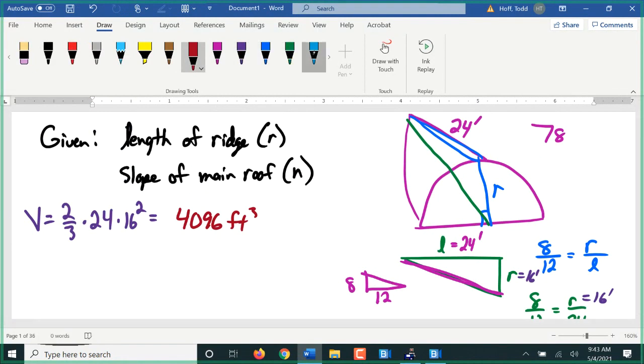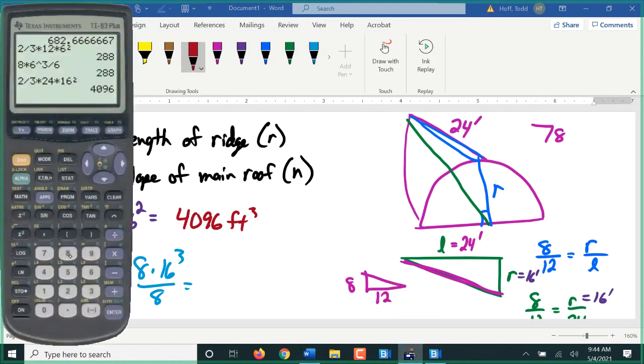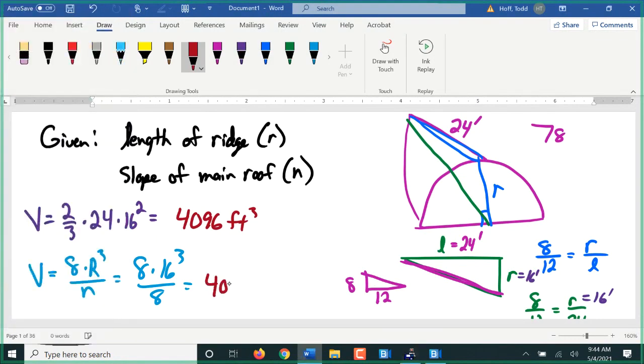Or I could have used the formula 8 times the radius cubed over the slope of the roof, N. That would be 8 times 16 cubed over 8, which, if we calculate that out, is also 4,096 cubic feet.